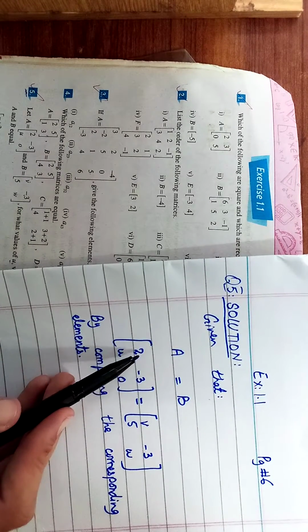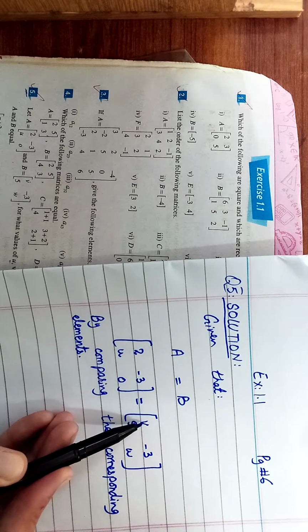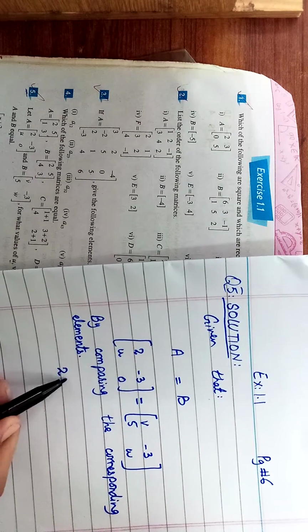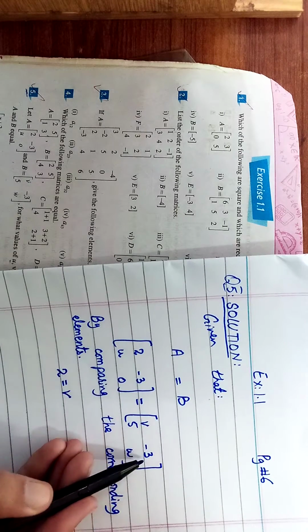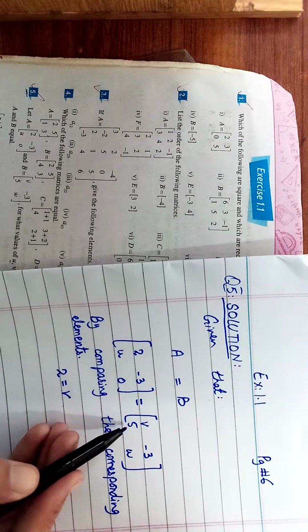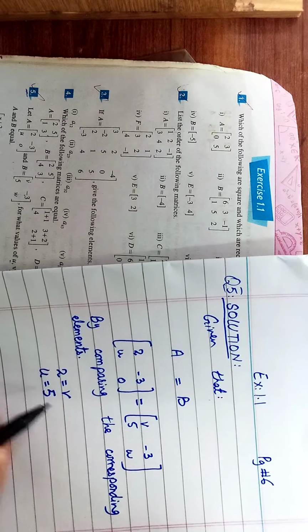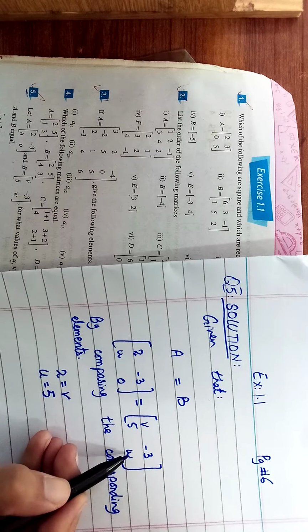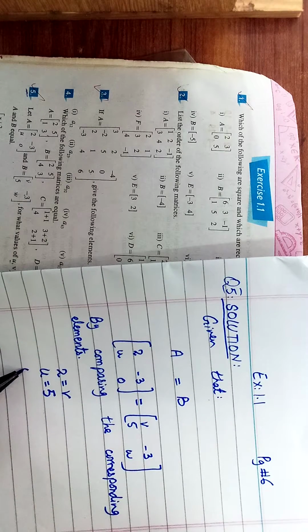Okay, so the corresponding elements means 2 is the corresponding element of the element v. It means 2 is equal to v. Minus 3 is the corresponding element of minus 3. u is the corresponding element of 5, so we will write u is equal to 5. And w, so w is equal to 0, or 0 is equal to w.